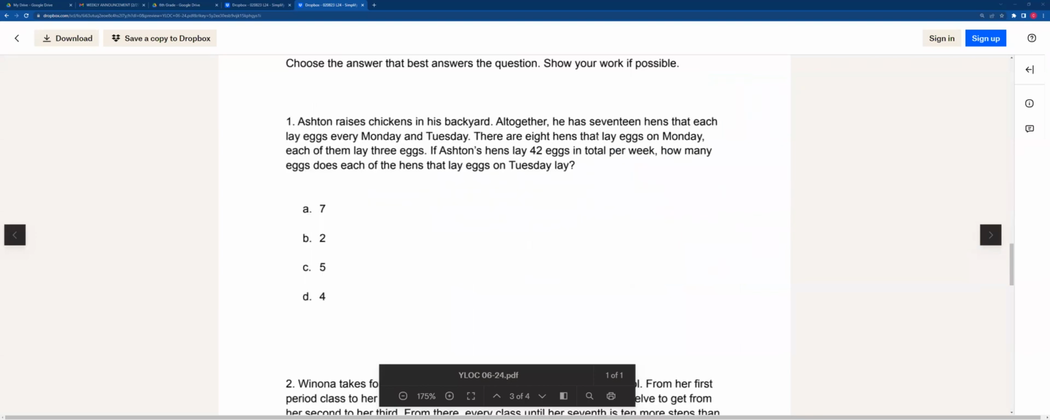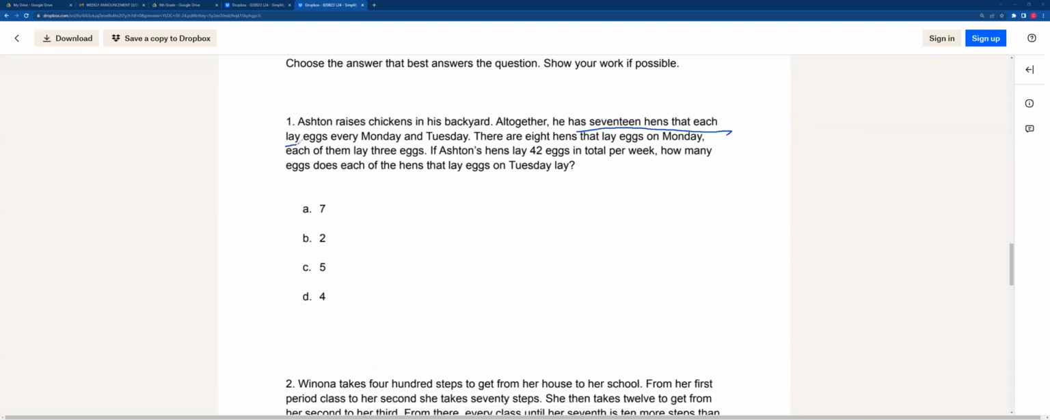Then it says, Ashton raises chickens in his backyard. Altogether, he has 17 hens that each lay eggs every Monday and Tuesday. There are 8 hens that lay on Monday, and each of them lay 3 eggs. If Ashton's hens lay 42 eggs in total per week, how many eggs does each of the hens that lay eggs on Tuesday lay?